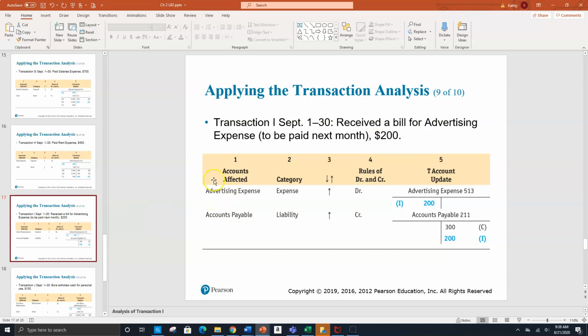So the accounts affected are advertising expense and accounts payable. The categories are expense and liability. We're increasing our expense, increasing our liability. So if we increase our expense, we're debiting it. If we're increasing our liability, we're crediting it. So we fill it out appropriately in our T accounts.